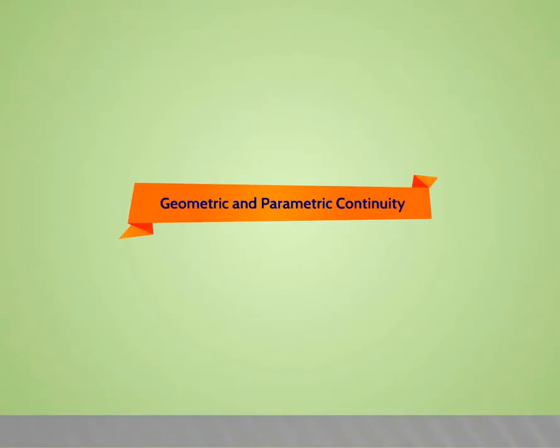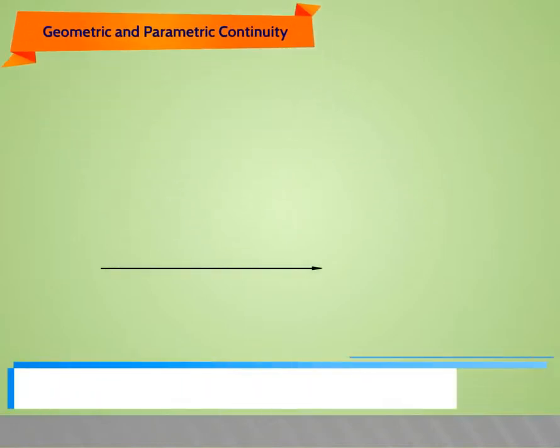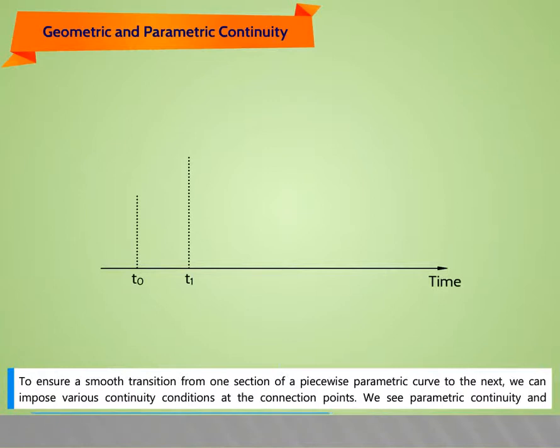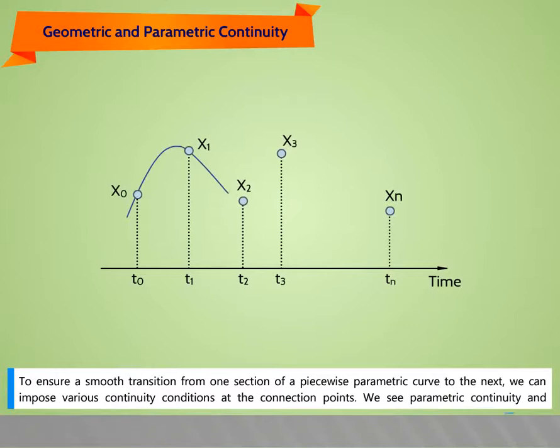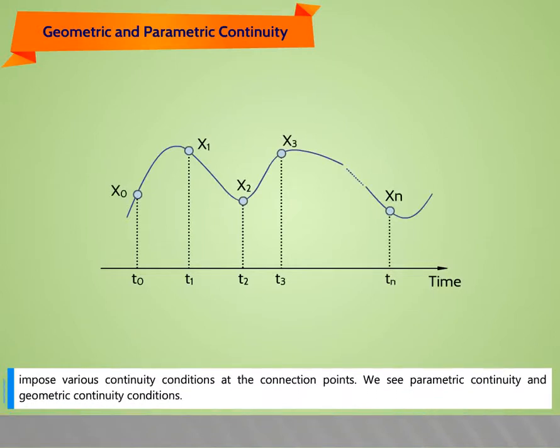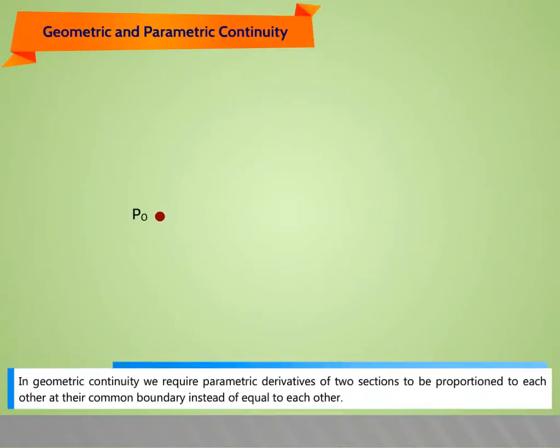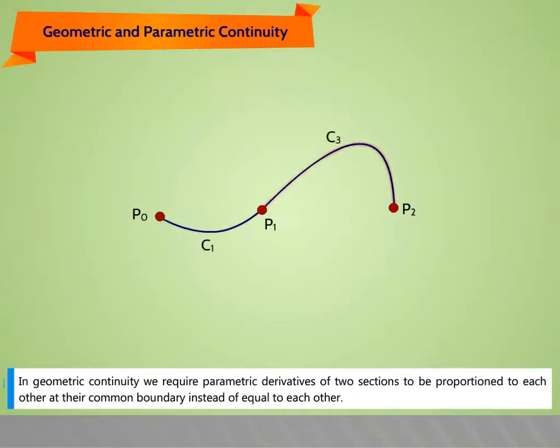Geometric and parametric continuity. To ensure a smooth transition from one section of a piecewise parametric curve to the next, we can impose various continuity conditions at the connection points. We see parametric continuity and geometric continuity conditions. In geometric continuity, we require parametric derivatives of two sections to be proportional to each other at their common boundary instead of equal to each other.